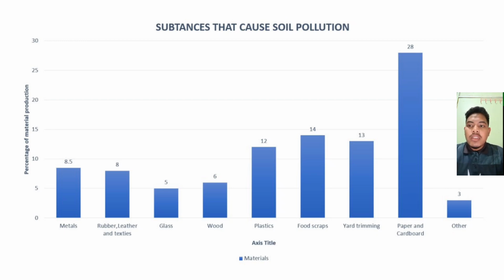The biggest substance that causes soil pollution, you can see, is paper and cardboard. Maybe so many people are using it, and the smallest substance that causes soil pollution is glass.